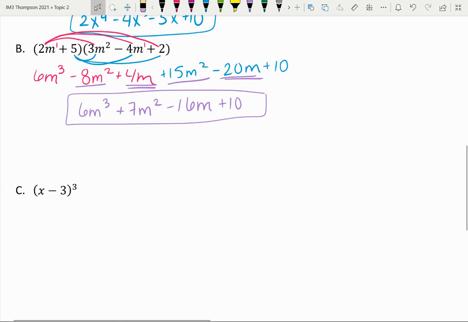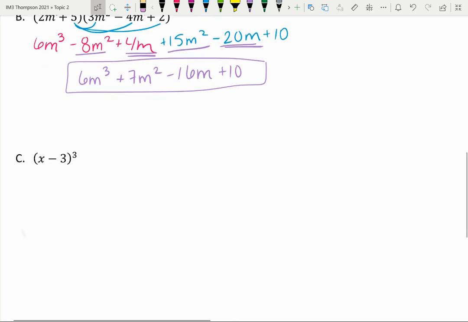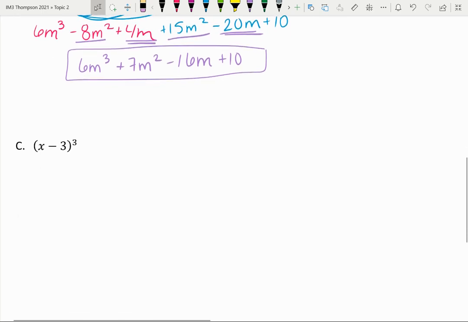All right. So the last one. This time I have x minus 3 quantity cubed. Now, when I've got an expression raised to a power, that means that I want to write this, in this case, 3 times. Now, when I multiply, I can only multiply 2 things at a time. So I have to do this in stages.